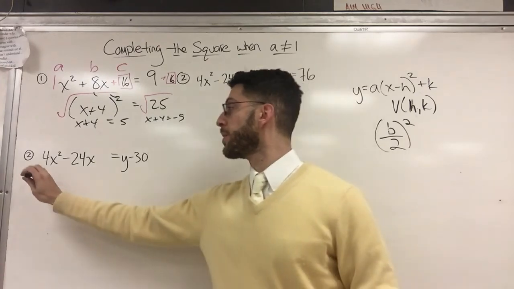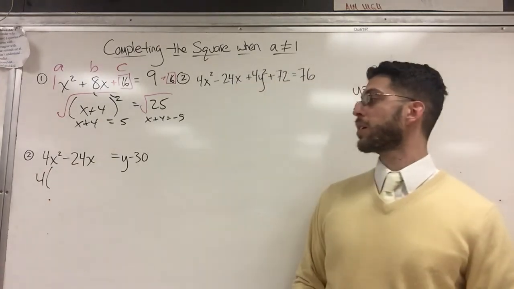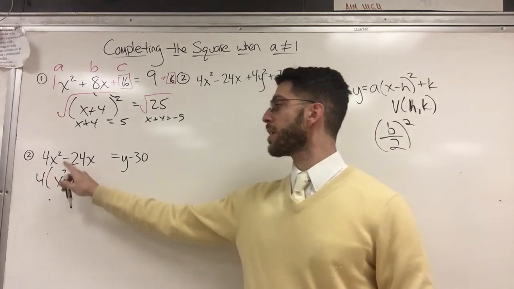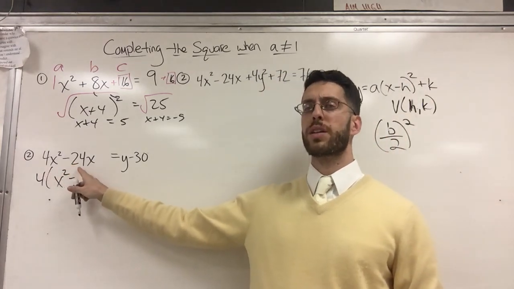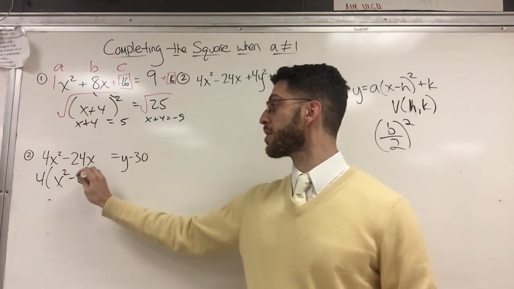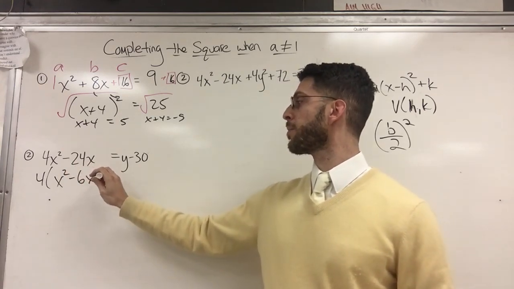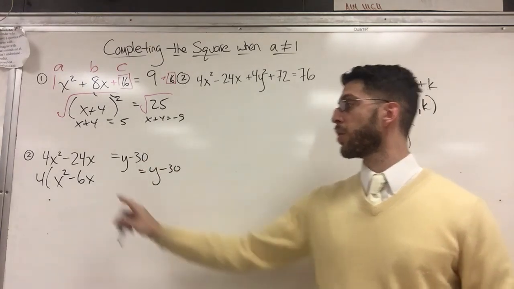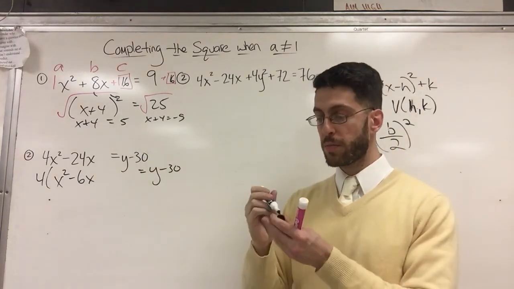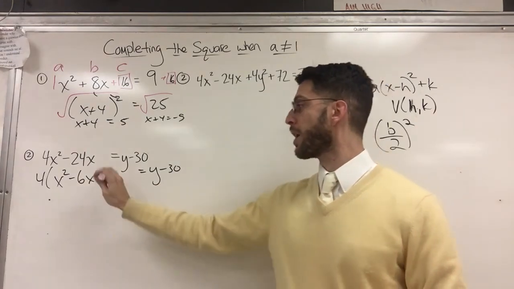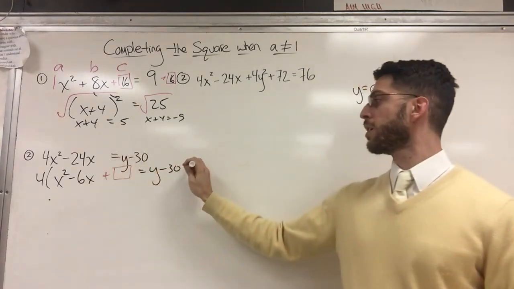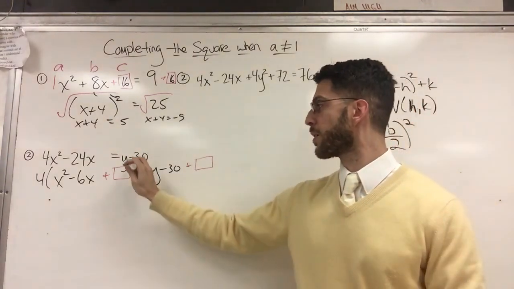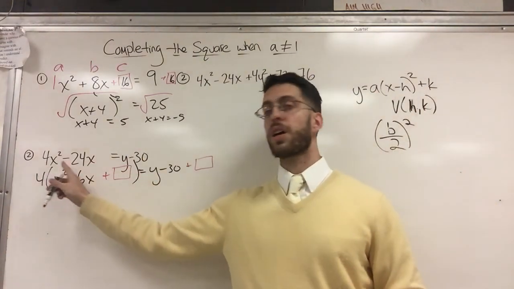So let's see. 4 comes outside, and x squared minus, now if I factor out the 4, I have to factor out the 4 from 24, which leaves me with 6x. And I'm good. And I'm going to just slide over the y minus 30. I need space. Do you know why I need space? Because I'm going to complete the square. I'm going to add something to both sides. I'll close the parentheses here. So all I did was I factored out the 4.